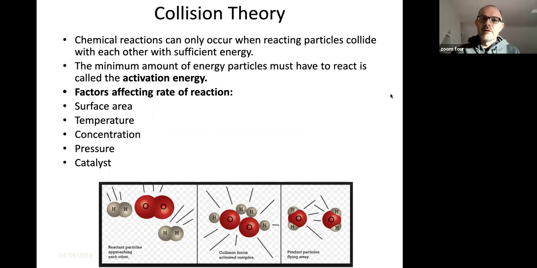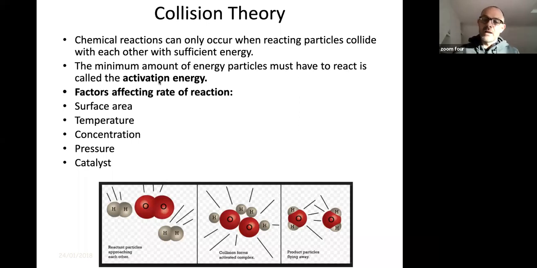This is probably the most important idea in chemical reactions, the collision theory. And what the collision theory says is perhaps actually a little bit obvious. Chemical reactions only happen when the reacting particles actually collide with each other with sufficient energy to react. So no reaction happens unless the particles collide, and they have to collide with enough energy to react.